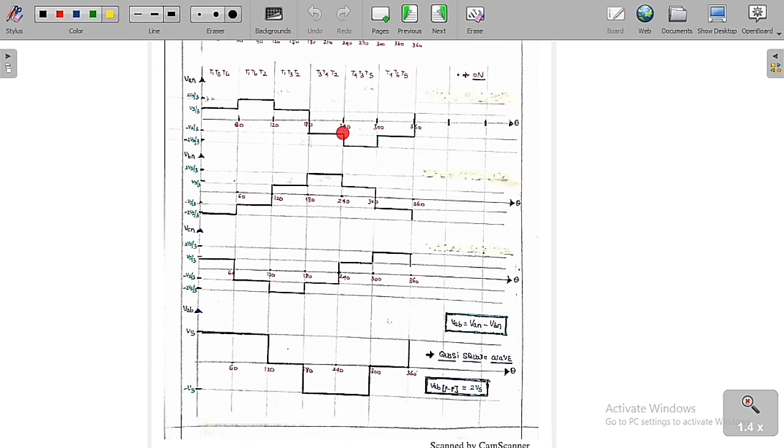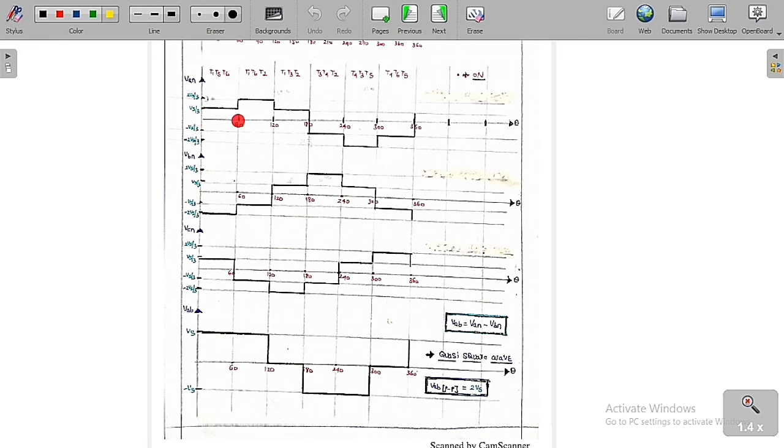If you try to shift it by 120, you are going to get this signal. Again if you shift by 240, you are going to get this signal. So Vs by 3, 2Vs by 3, Vs by 3, minus Vs by 3, minus 2Vs by 3, minus Vs by 3. Shifted by 120, you get this waveform. Shifted by 240, we get this waveform.